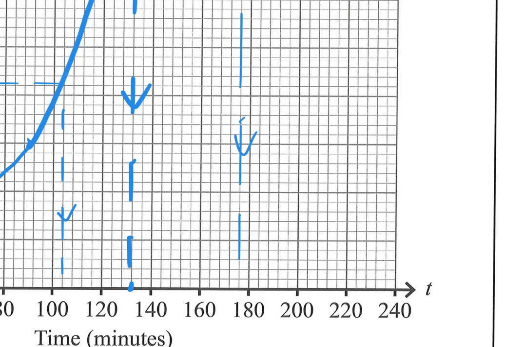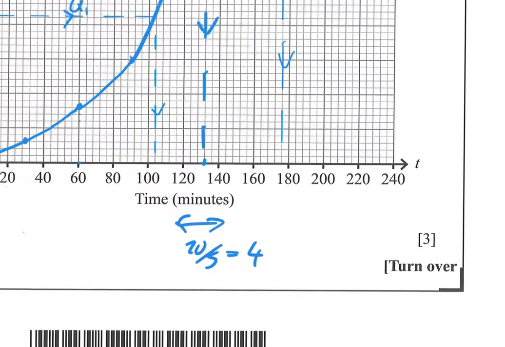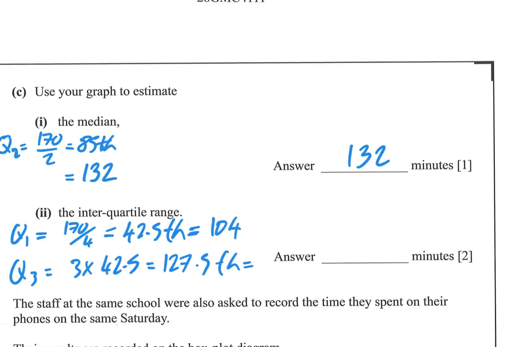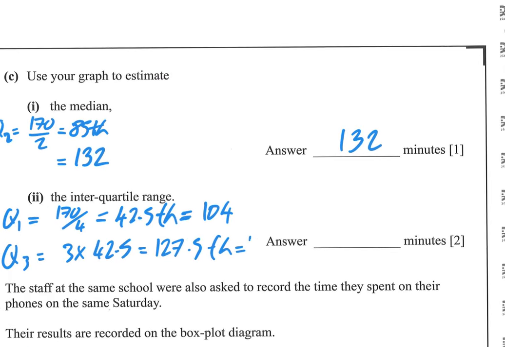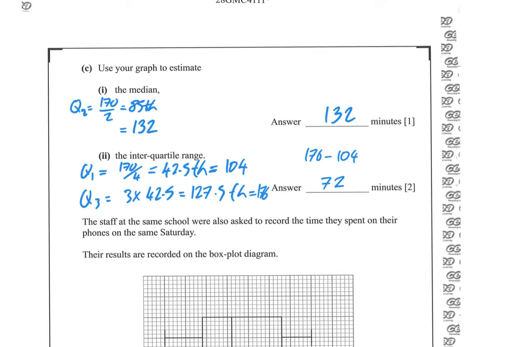Okay, so we've gone down here, and that's four units shy of 180, which is going to be 176. So 176 minus 104 is going to be 72 minutes. Right, that took a lot longer than I thought it would.